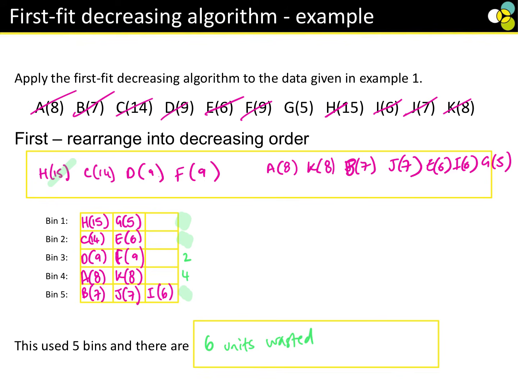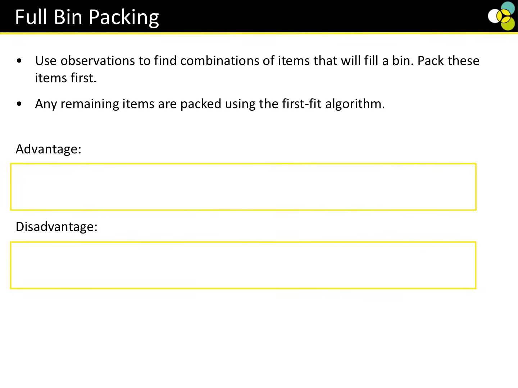So, the next one is called full bin packing, okay? So this time, it's just using your observations to find combinations of items that will fill a bin. Pack these items first, and then any remaining, we use the first fit algorithm. So, advantages of this. Again, probably going to get a good solution. Because if we looked at the 20 and 5 we put together, 15 and 5 put together, that makes 20.